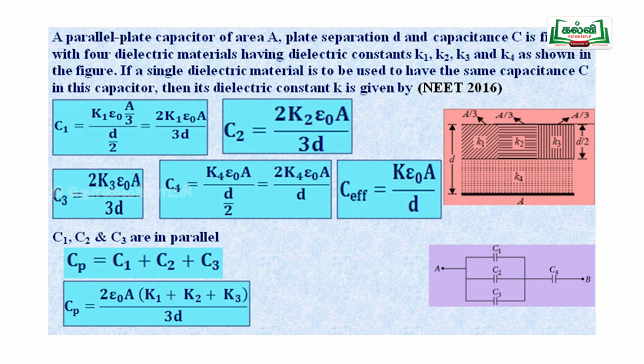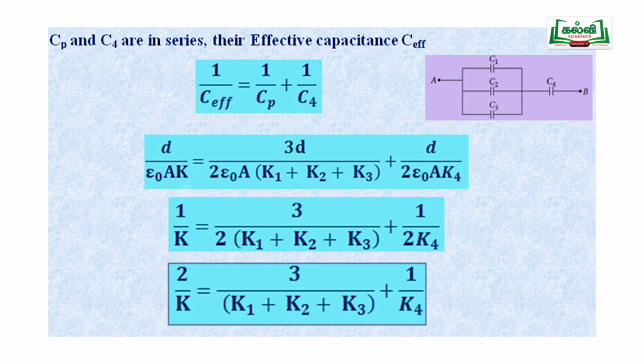Since all of them, the total area is getting divided. So, its area is A by 2. Its area, the total area is divided by 3 capacitors. So, its area is A by 3. Area is A by 3, A by 3, A by 3. And what happens to this area? This is A by 2. Is it clear, children? And what is this distance? D by 2. What is this distance? D by 2.